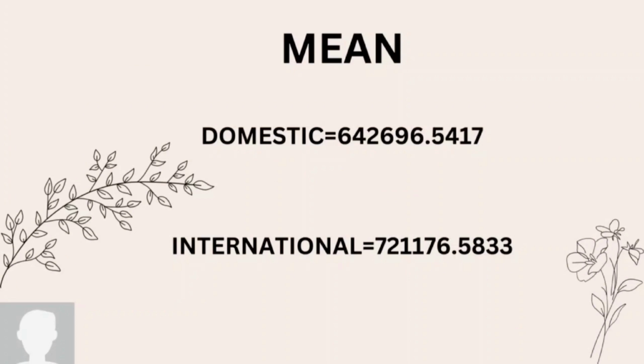So first we need to find the mean. We need to total up all of the data and divide it by 24. So the mean of domestic is 642,696.5417, and the mean of international is 721,176.5833.